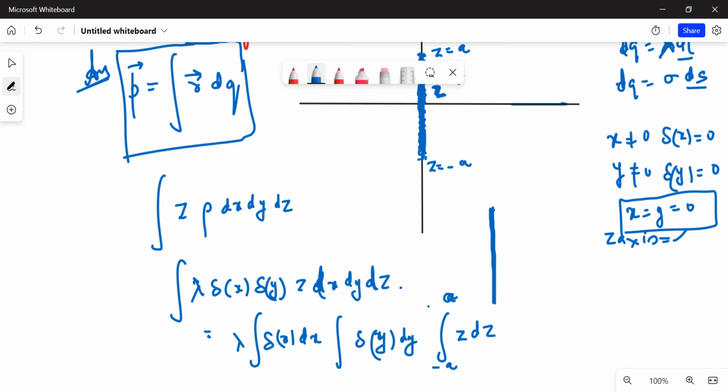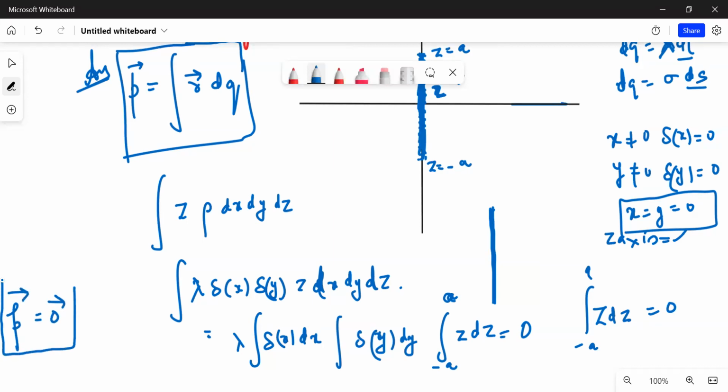Yes or no? Yes. And along the z-axis, you know that your y is 0. So this integration would give you 1. This integration on any limits would give you 1. So this integration is 0. You clearly see that your z dz, from minus a to plus a, would be 0. So overall the answer would be 0. So the net dipole moment would come out as a null vector. Is that clear or not clear?